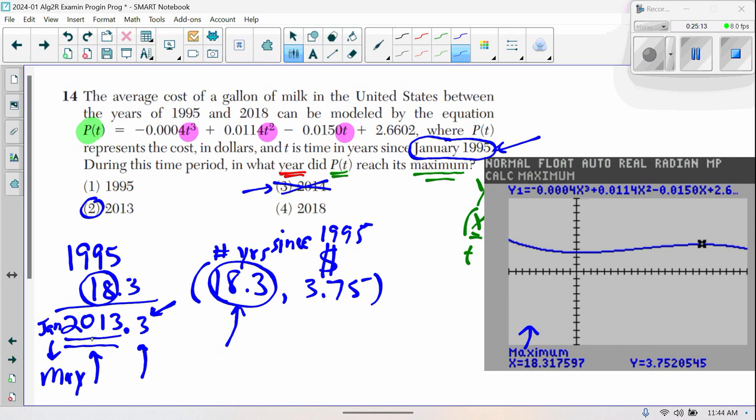I really dislike that they did that to you. So you're kind of rounding down, because this is January of 2013 and we add a little bit. We don't quite get to 2014 yet. That just strikes confusion in the hearts of all students. The answer's choice 2.